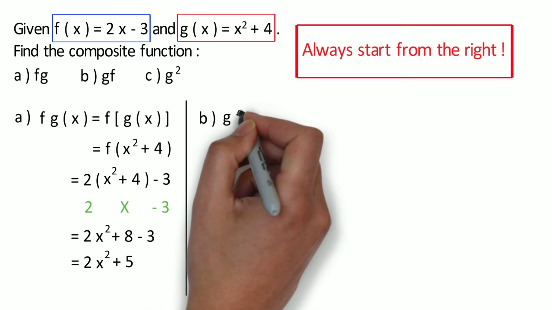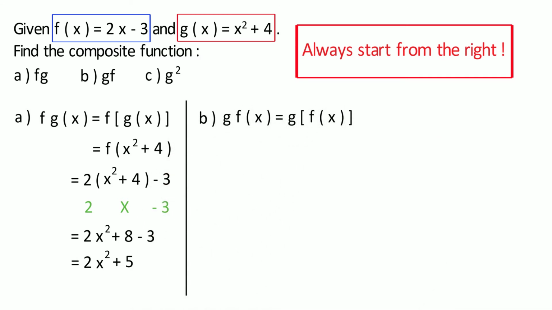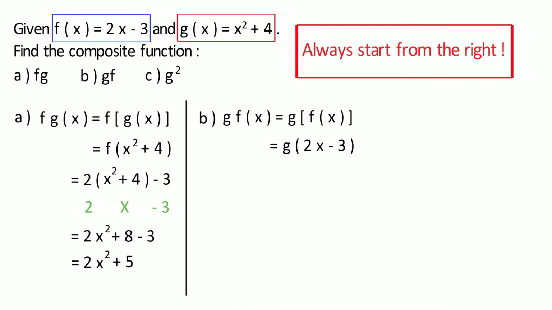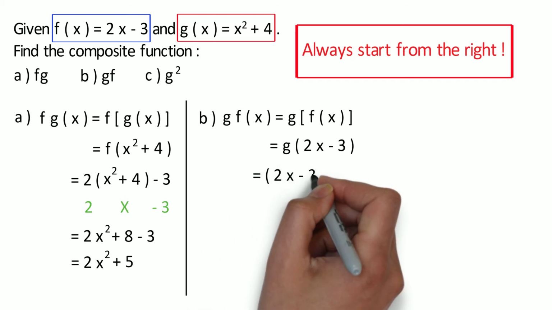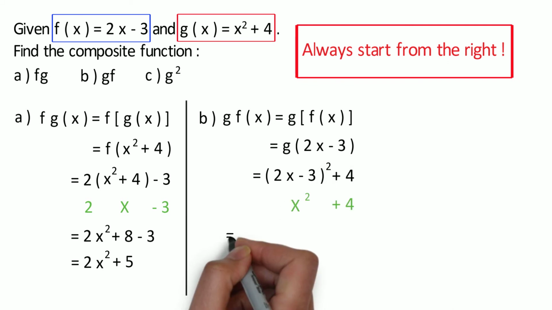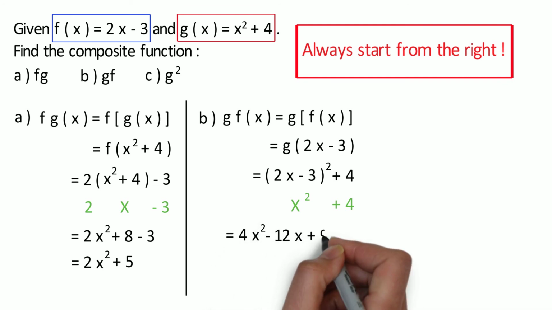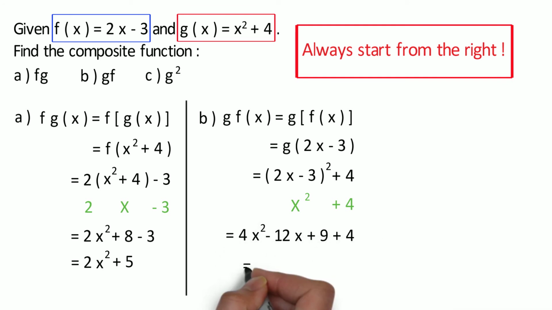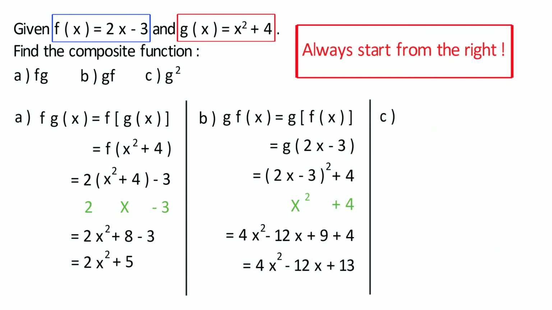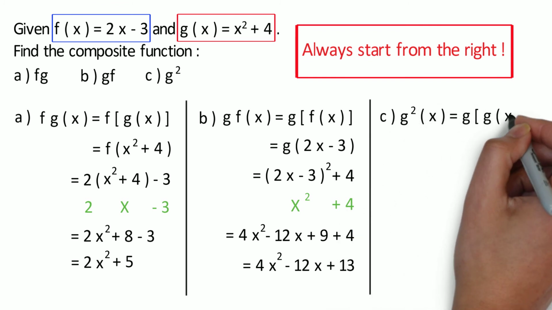For part B, we need to repeat the first step. After that, we substitute the value of f(x) into the equation, so that gives us function g with object 2x minus 3. Now put the object of 2x minus 3 into function g, so that gives us open bracket 2x minus 3 close bracket squared plus 4. After expanding, we get 4x squared minus 12x plus 9 plus 4, which gives us 4x squared minus 12x plus 13.